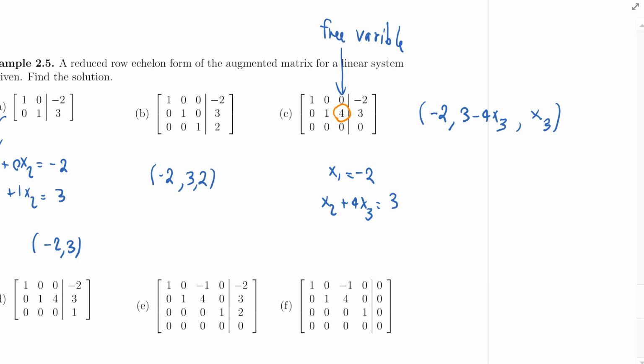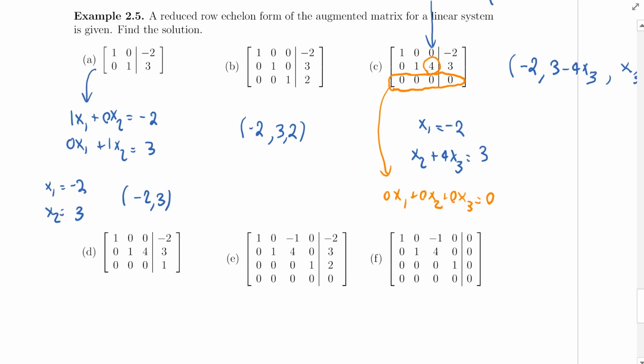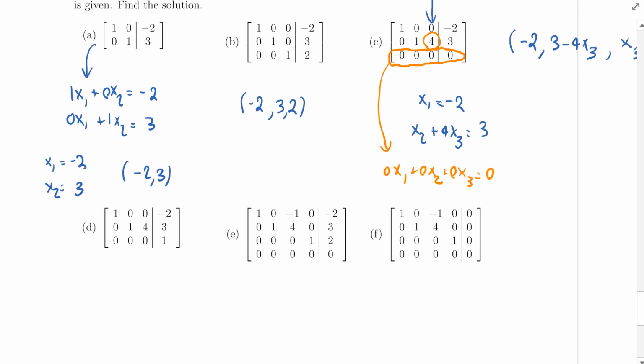Okay. Notice how we have a row of entirely 0 here. And that's okay. It doesn't really do anything, because if I were to write the equation for this, it's actually going to be just 0x1 plus 0x2 plus 0x3 equal to 0. And there's no harm in that. So it doesn't really do anything. Let's now look at the other example.